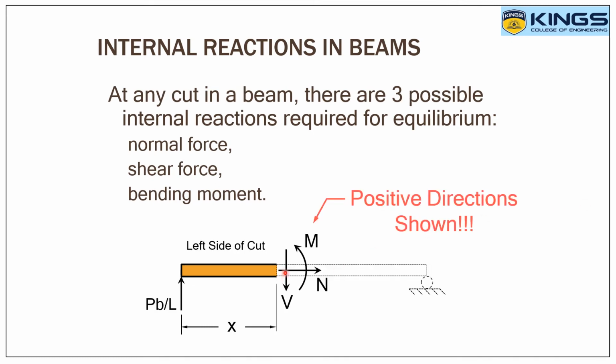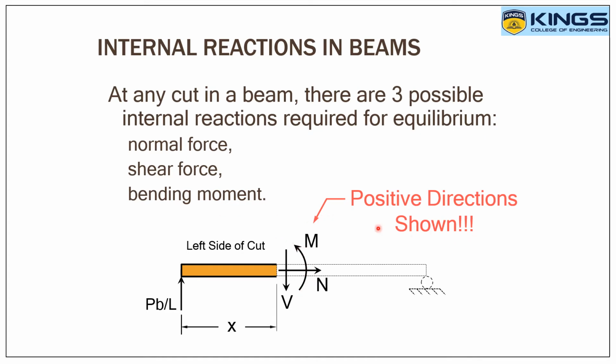So for the first half, we will take the first half from the previous slide. So in this end, what are the three possible internal reactions? Normal force, N. Normal force is nothing but, from the given point load P, the force at 90 degrees to the load applied. And then shear force is V. And then the bending moment, this bent arrow M, will be the bending moment.